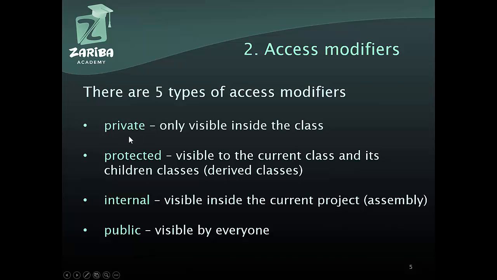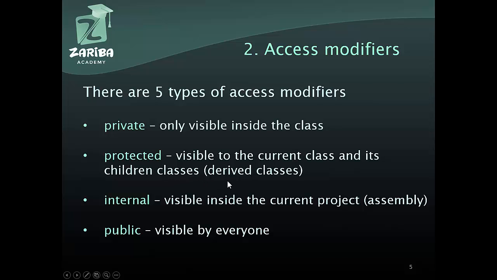So private means that my name, or the person's name, is only visible inside the class. Okay, so I cannot use it in another class. I can only use it there. It's hidden from the outside world. Protected means that it's visible to the current class and its children classes or derived classes.